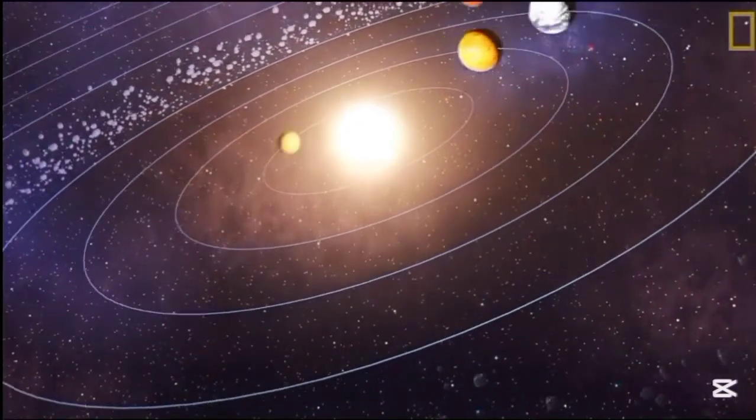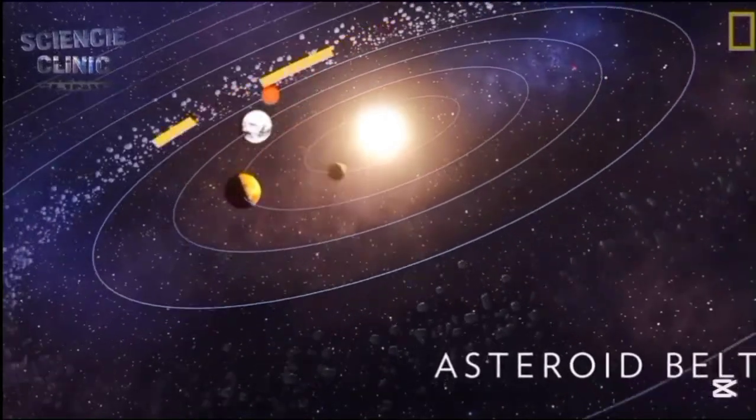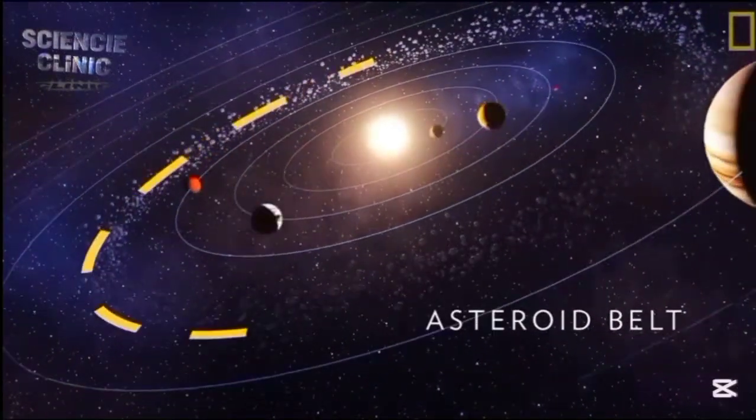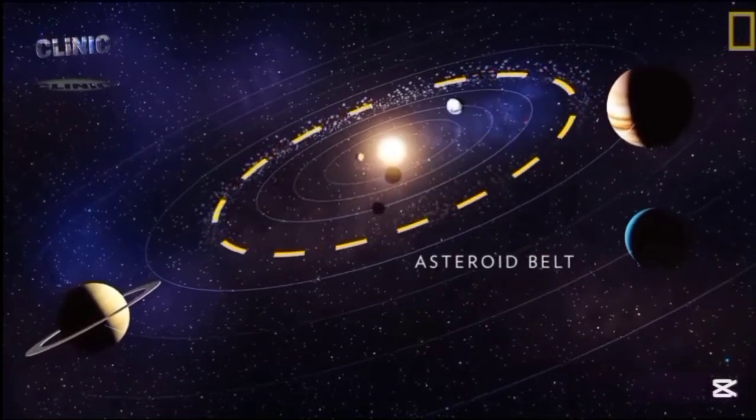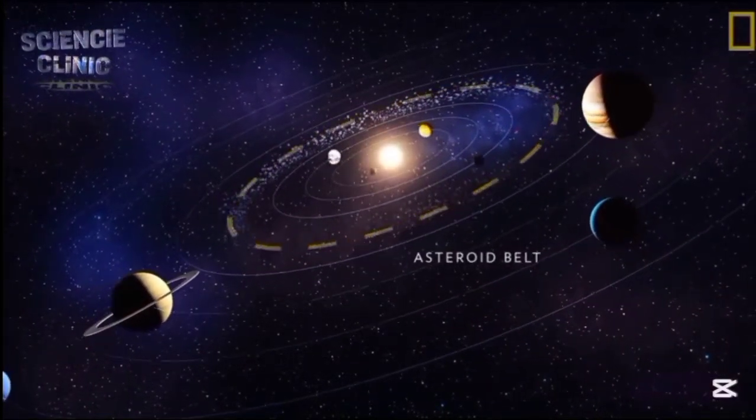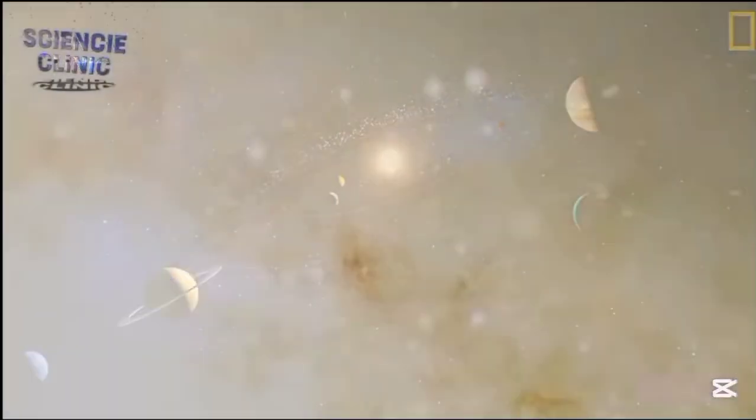More so, we have thousands of small pieces of rocks similar to those found in the planets that orbit the Sun, mostly between Mars and Jupiter in the asteroid belt, known as asteroids.